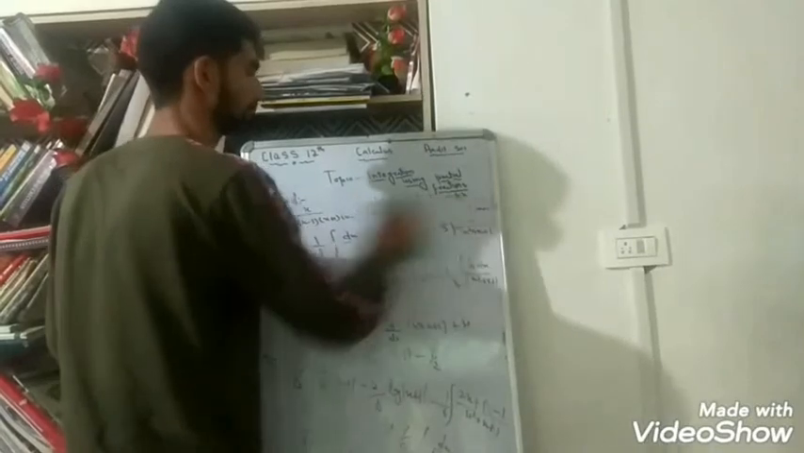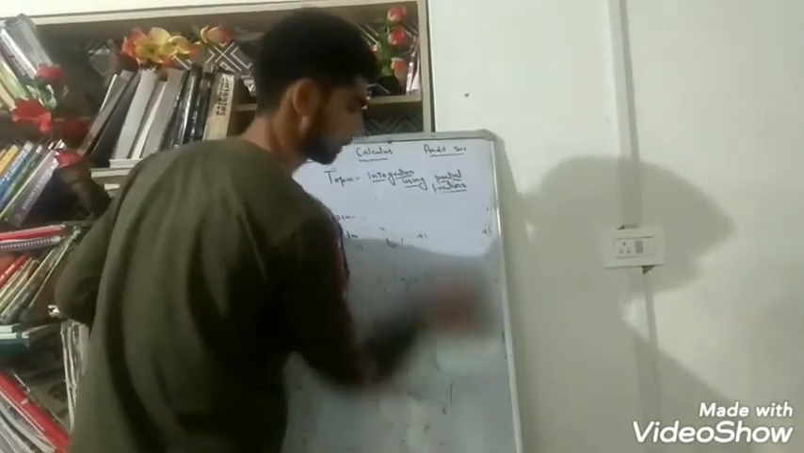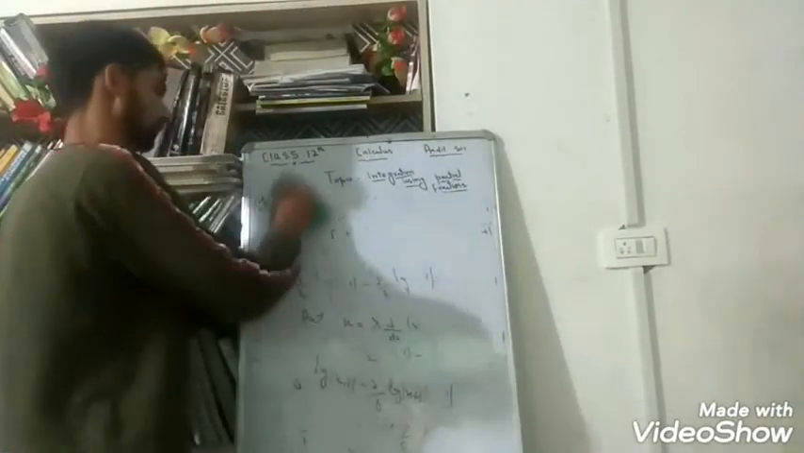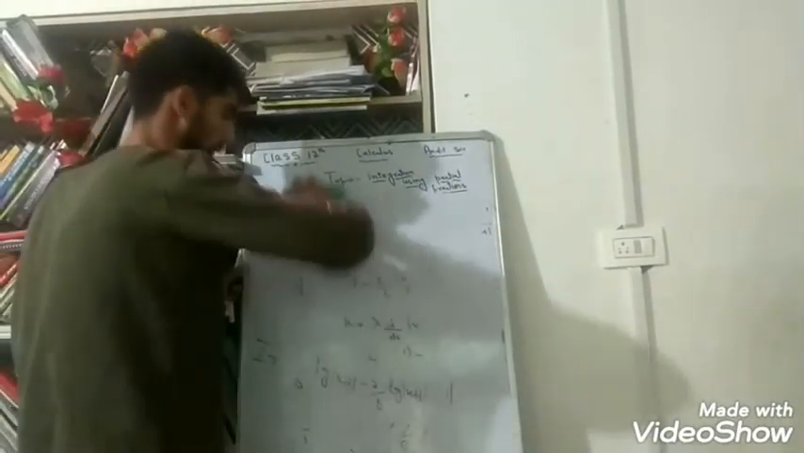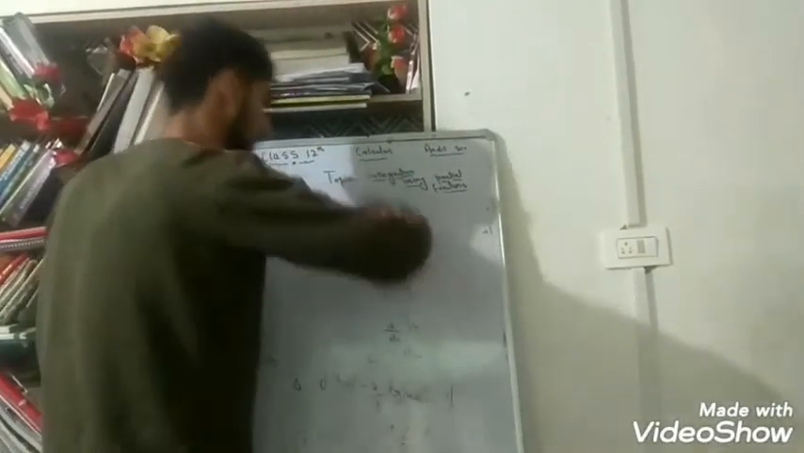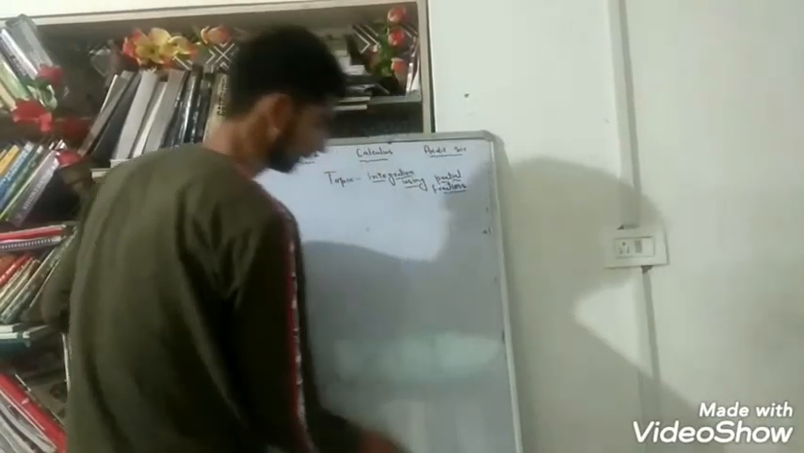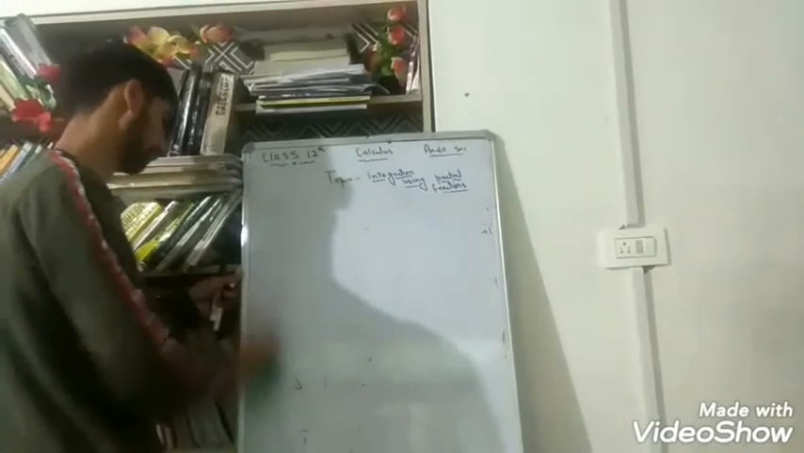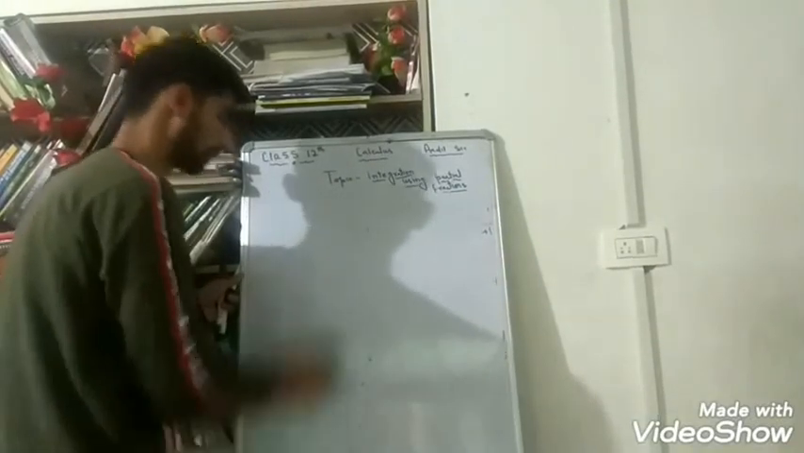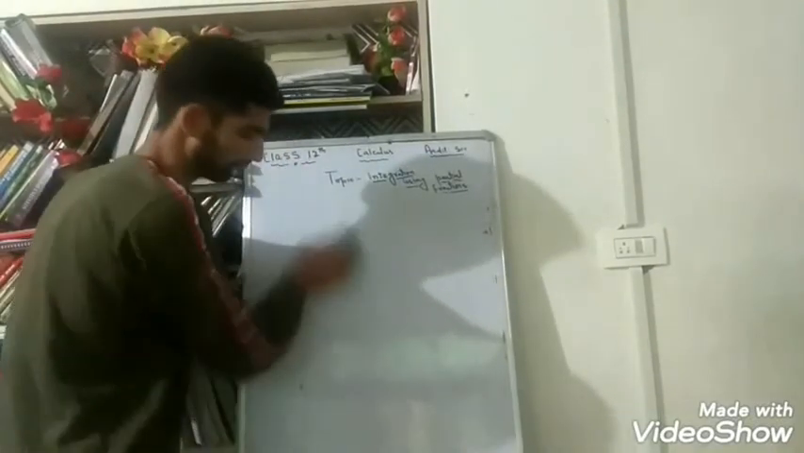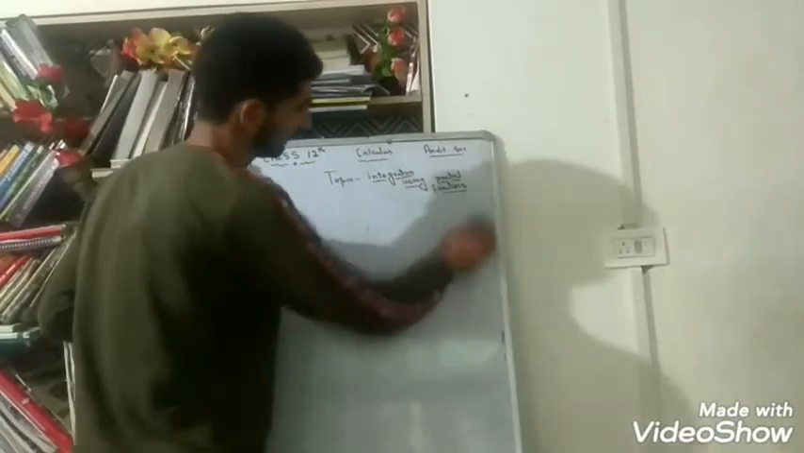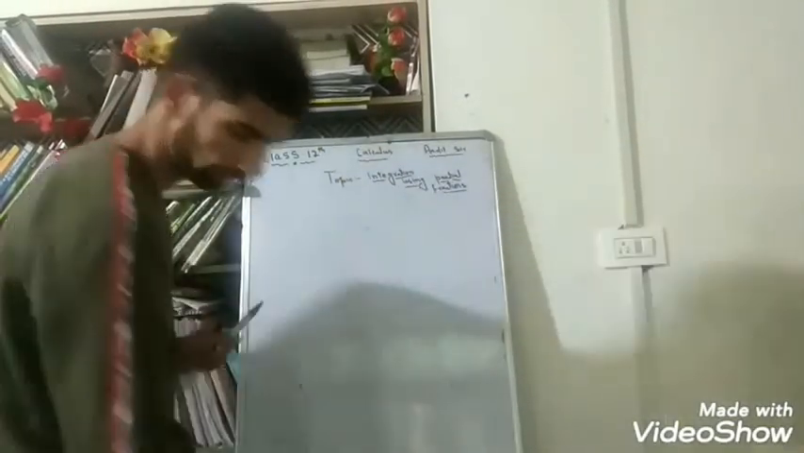This was the first example, and you have to follow this method for all of them. First convert your fraction into a sum of partial fractions, and after that you have to find the values of the constants a, b and c, then you have to integrate on both sides. This was my final.